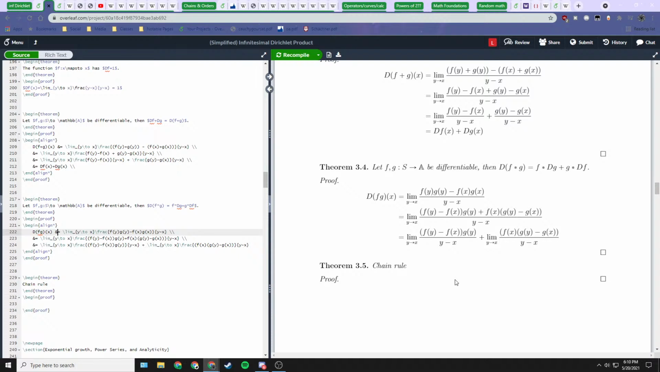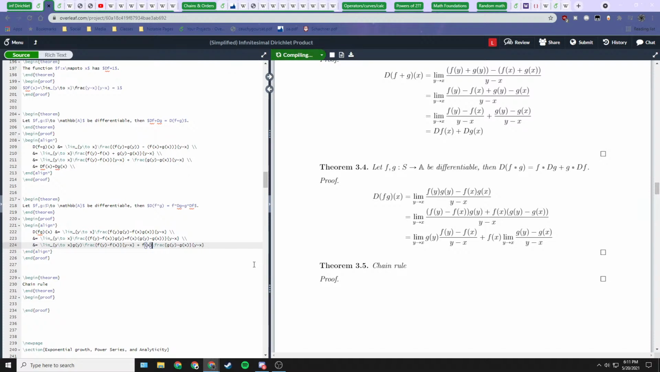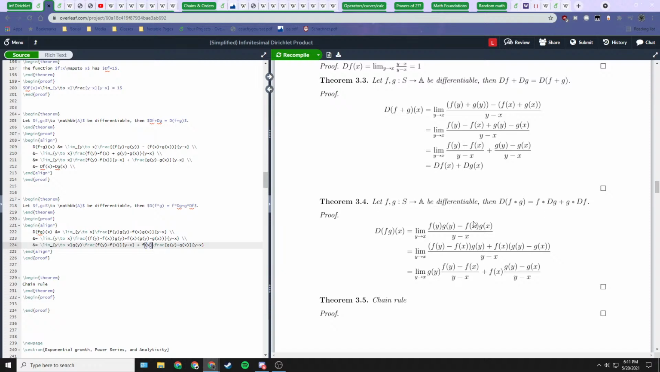Okay, so we split up the fraction, and we can go a step further. We can pull out a g of y here to the front, and over on the other term, we can pull out an f of x. Pulling out the f of x is actually easier because there's no y there. So we end up with something like this. We could also not quite do the double limit just yet, if you don't want to.